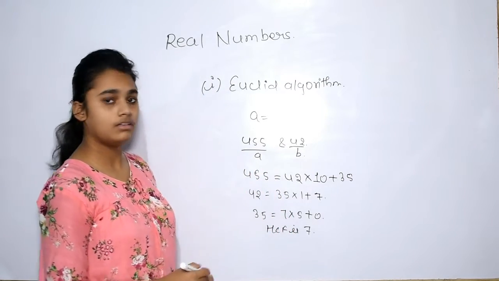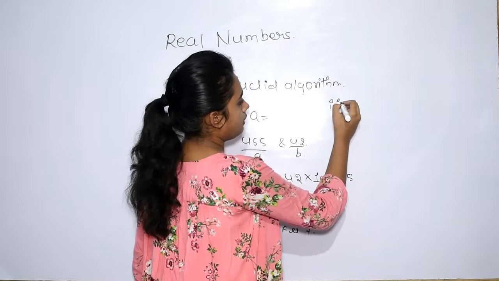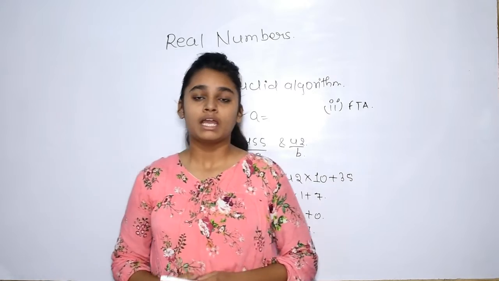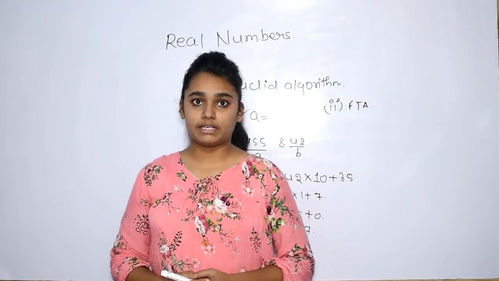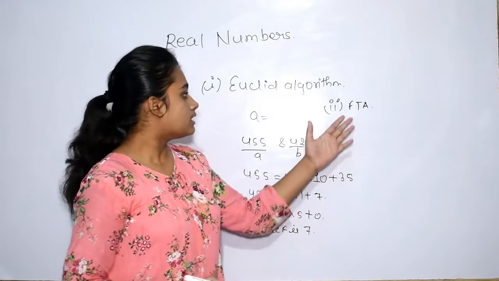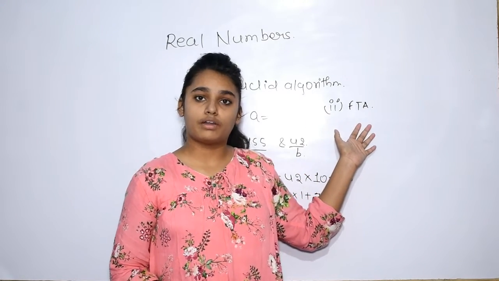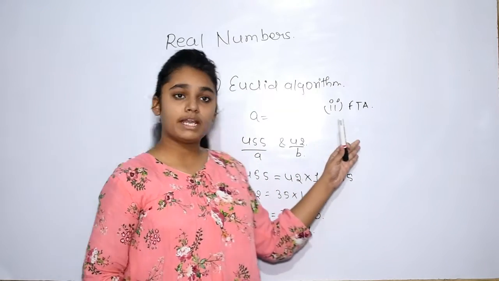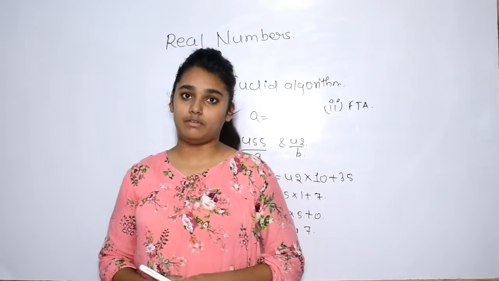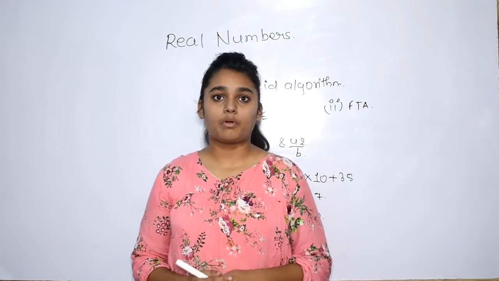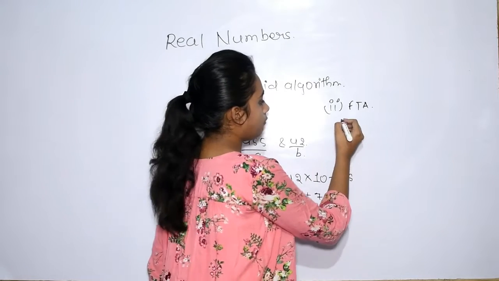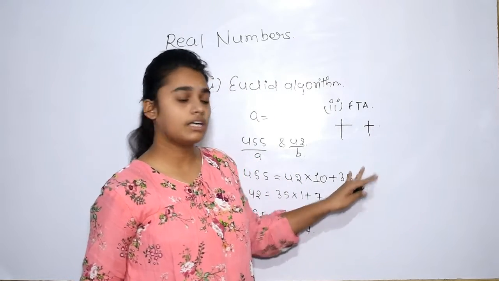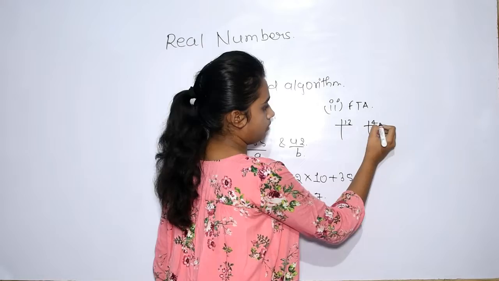Now our next topic is FTA theorem. This is the fundamental theorem of arithmetic and it was derived by the great mathematician C.F. Gauss. This theorem is used for doing problems related to LCM and HCF, and it is mainly used for the verification of LCM and HCF. As we read in previous classes about LCM and HCF, we have to find the LCM and HCF by the prime factorization method. First we are taking two numbers, 12 and 4.